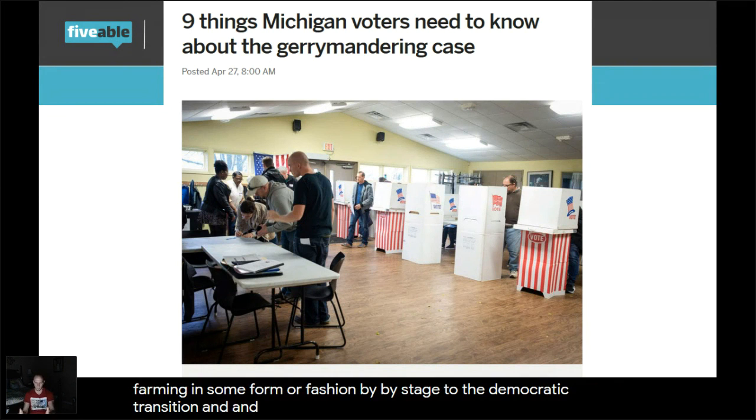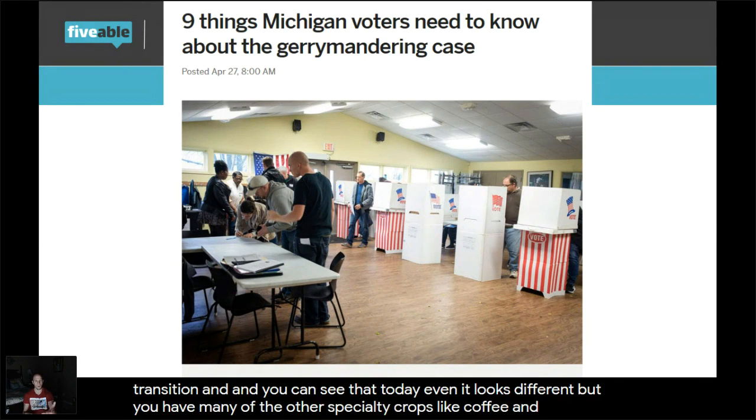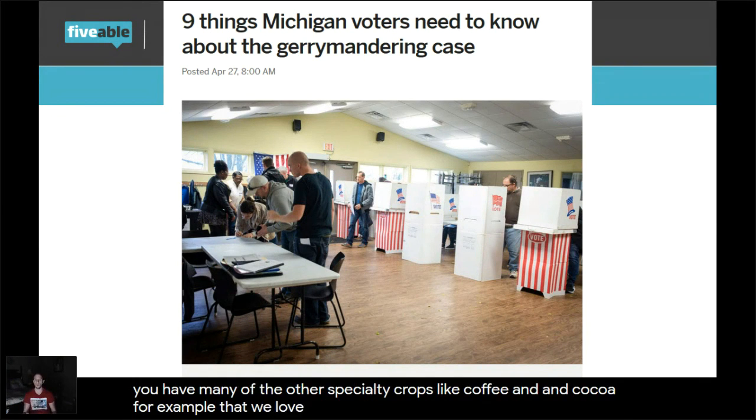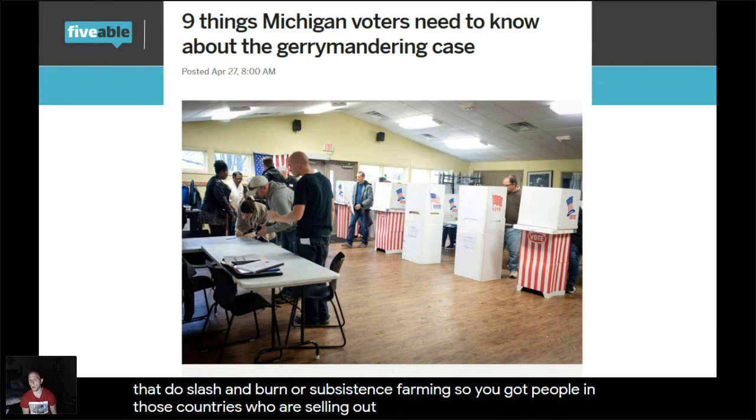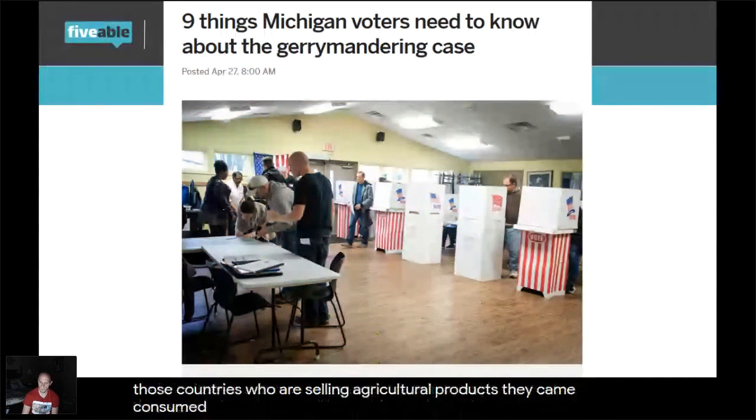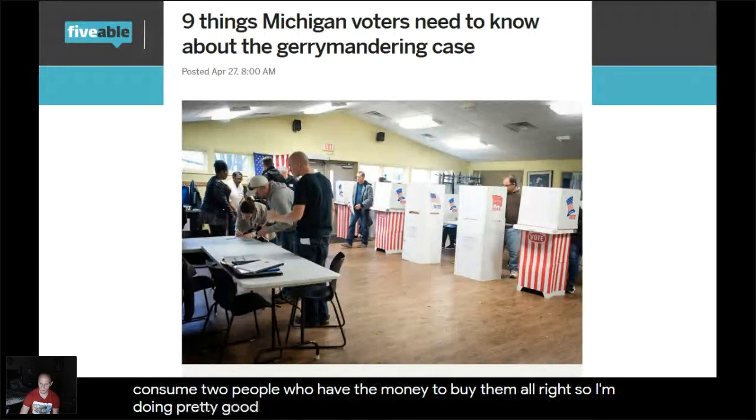And you can see that today even. It looks different, but you have many of the specialty crops like coffee and cocoa, for example, that we love to consume, comes from these same regions that do slash and burn or subsistence farming. So you got people in those countries who are selling agricultural products they can consume to people who have the money to buy them. All right, so I'm doing pretty bad at hitting this little answer button.